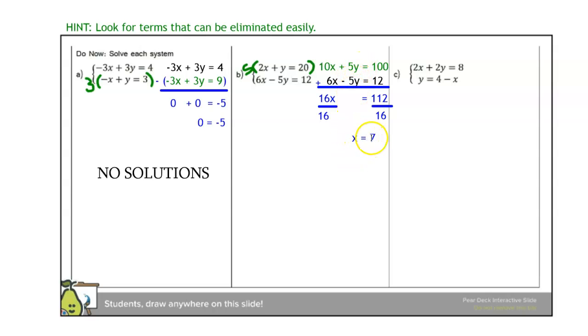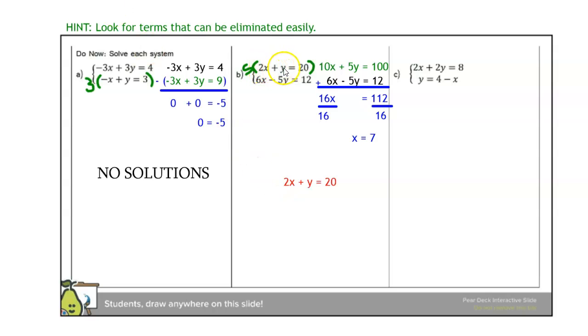Now that I found a value for x, I know there's going to be a value for y. So I'm going to substitute this value, x equals 7, into one of the two original equations, and then I'm going to solve for y. I'm going to choose the first equation only because it's got slightly smaller numbers for the coefficients. 2x plus y is equal to 20.